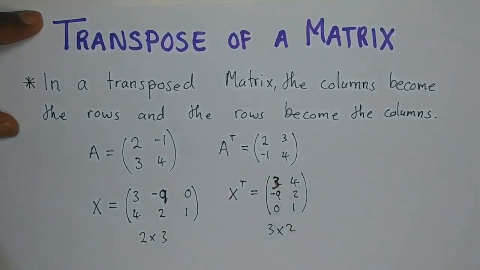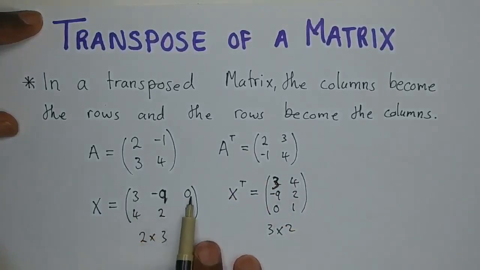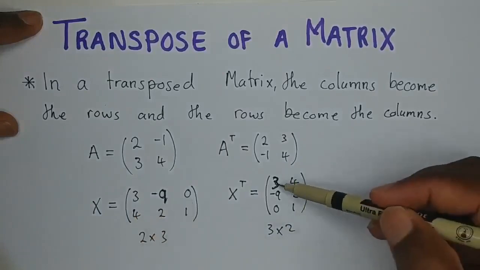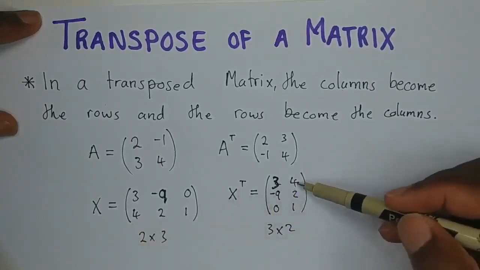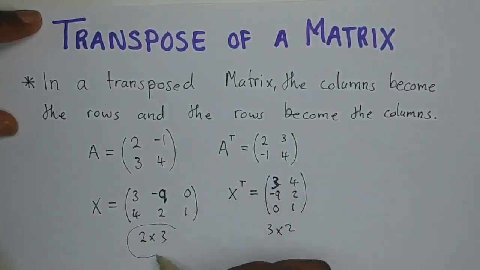So if you look at, let's take note of the rows. We have 3, negative 9, 0. It becomes the first column here, which is 3, negative 9, 0. The second row is 4, 2, 1. It becomes the second column, which is 4, 2, 1. So if you transpose, this will exchange.